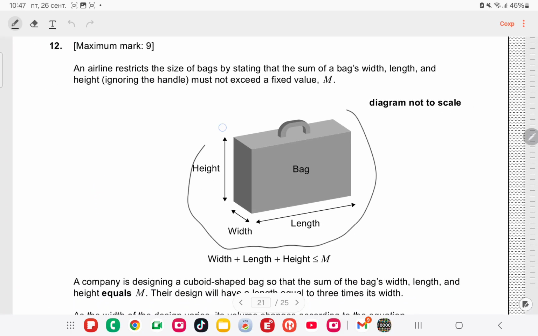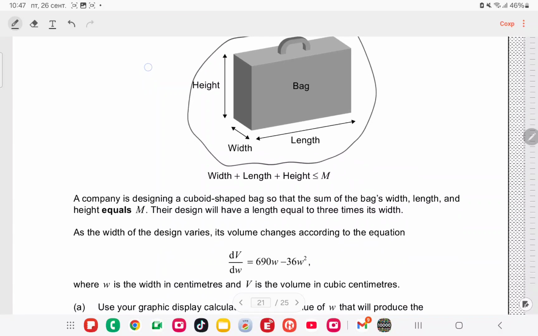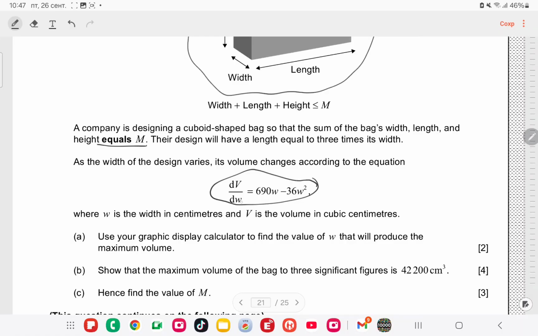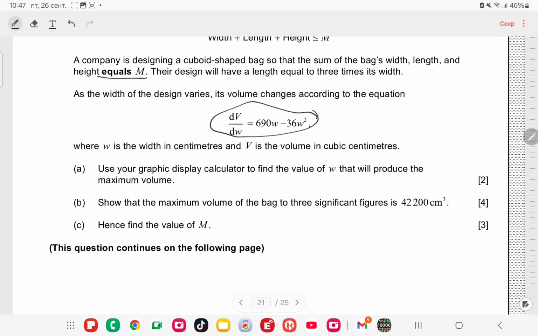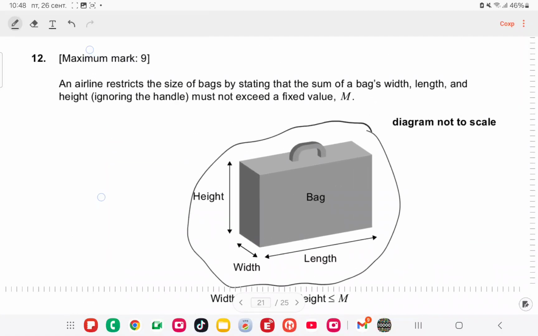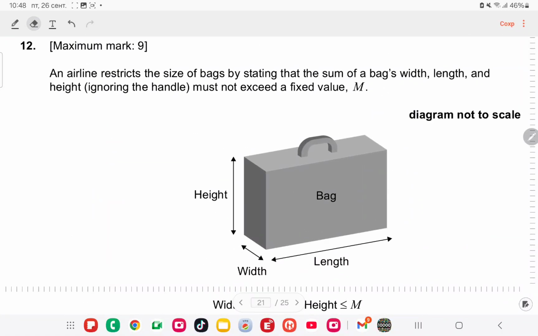Given this diagram, there's an equal sign and some formula, and you see that it is dV/dW. It means that somehow calculus will be applied. Then there are 3 parts, A, B and C: the first part is 2 marks, part B is 4 marks, and part C is 3 marks. Okay, now let's have a read and dive into the question.